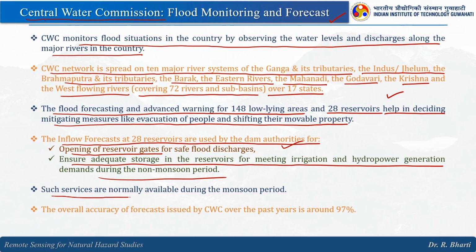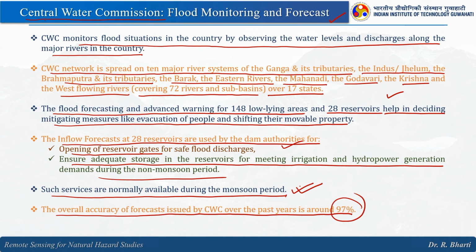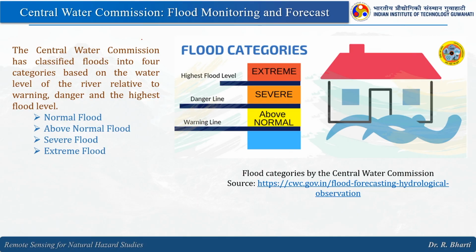Such services are normally available during the monsoon period, because in monsoon we have more vulnerability to flood. The overall accuracy of the forecast issued by CWC over the past few years is 97%. So you can see how actively and how precisely they are predicting and forecasting the flood events. In the CWC website, you can see these contents are freely available.